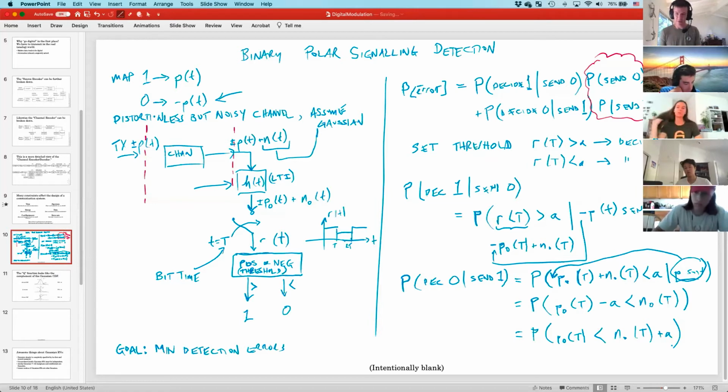Clay, quick question. Go ahead. Why does the sign of noise not change? Because the noise doesn't know what pulse we sent. The noise is just the noise, whether we send a positive pulse or a negative pulse. We are assuming that the noise is uncorrelated across time, and so the noise won't change. The noise process itself has to be independent of the pulse that we're sending.